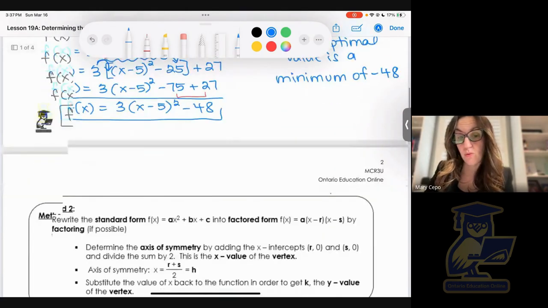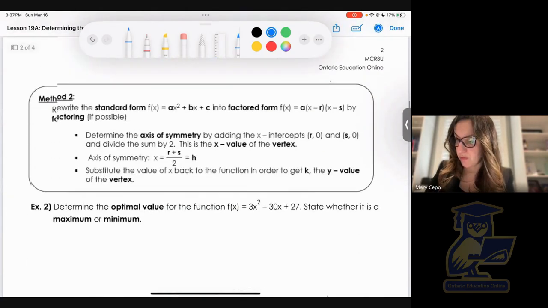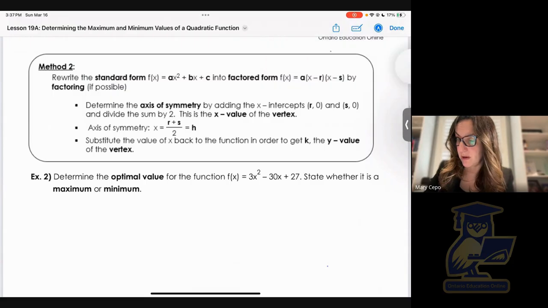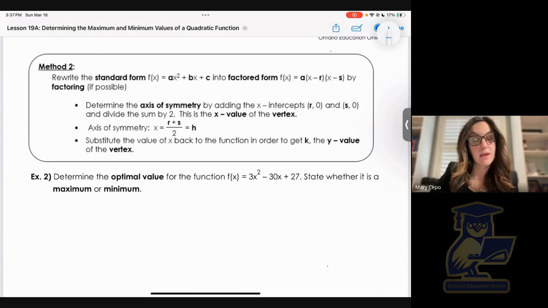Okay, that was method 1. Method 2, we can rewrite the standard form into factored form if possible. By doing that, we can determine the axis of symmetry by finding the midpoint between those zeros, and we know that the vertex is on the axis of symmetry. So we add the zeros, divide by 2, that gives us the h value of our vertex, then we substitute it back into our original function to figure out the corresponding y value of the vertex.